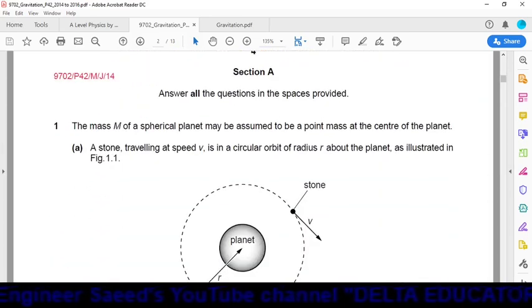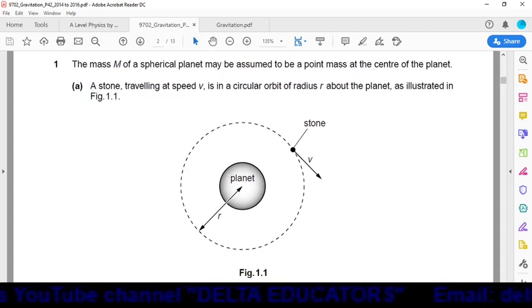Okay, first question. It is from Paper 4, Variant 2, May June 14. The mass m of a spherical planet may be assumed to be a point mass at the center of the planet. A stone traveling at speed v in a circular orbit of radius r about the planet is as illustrated in figure 1.1. Okay, a stone is moving around a planet. Its velocity is v and is at a distance r from center of the planet.